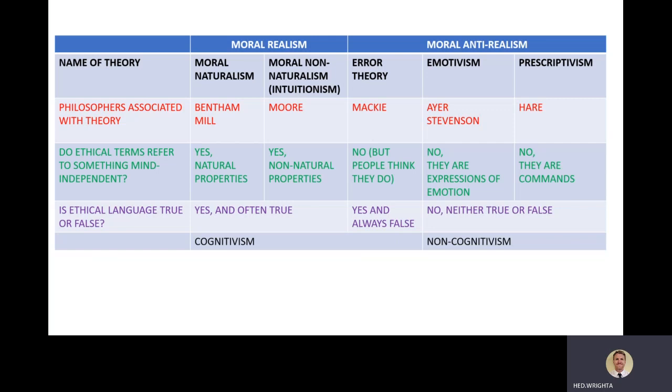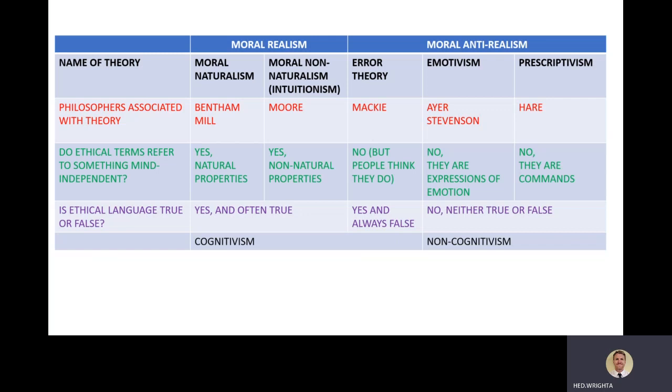You've then got the different philosophers associated with those different theories. And then underneath that, do ethical terms refer to something mind independent? So for moral realism, cognitivism, yes, but one is going to say it's natural properties, and intuitionism is going to say actually there are non-natural properties that we need to look at. So there's a disagreement there. They both agree that there is a mind independent right and wrong, but they disagree on how you access it.